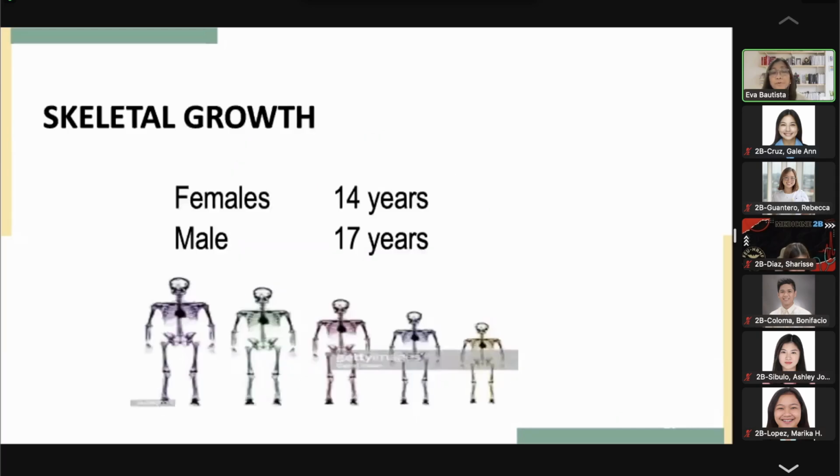So skeletal growth continues until the fusion of the epiphysis of the long bones has occurred. And when does the fusion occur? In females, 14 years of age, and in males at 17 years of age. So that's why males really grow taller after their height velocity spurt, and they still continue to increase in their height until around 17 years of age.